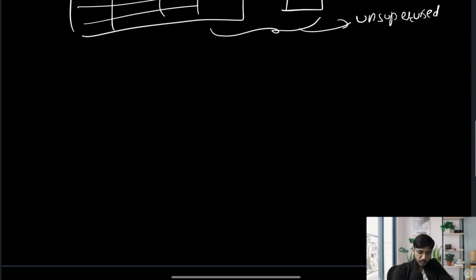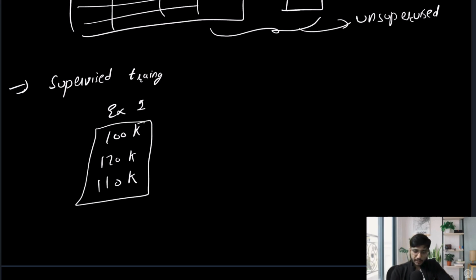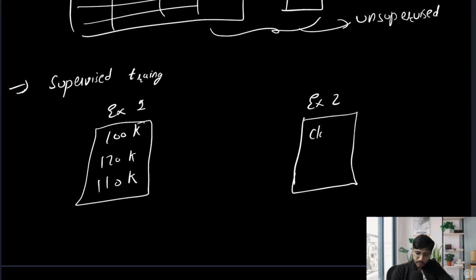Now, even in supervised, we have multiple cases. So if you look at supervised training, I showed you two examples above. In example one, we were predicting the house prices. That means 100K, 120K, 110K. These are all housing prices which we were going to predict. In the second example, we were supposed to evaluate classes, whether the housing price lies in class A, class B, class C, or class D, and so forth.